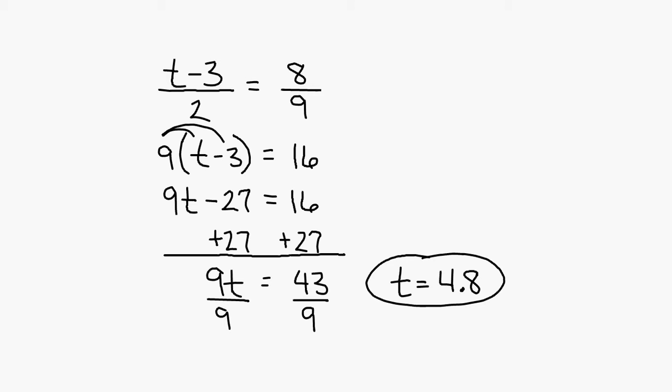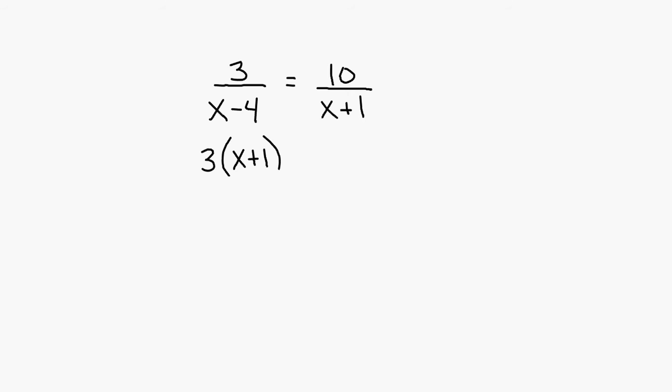So you've got two problems that'll look like that, and then the progression is to 3 over x minus 4 is equal to 10 over x plus 1. Now in this case, you're still going to crisscross multiply, but you're going to have to do the distributive property twice. So you're going to take 3 and multiply it by x plus 1. And make that equal to 10 times x minus 4. Distributive property on both sides.